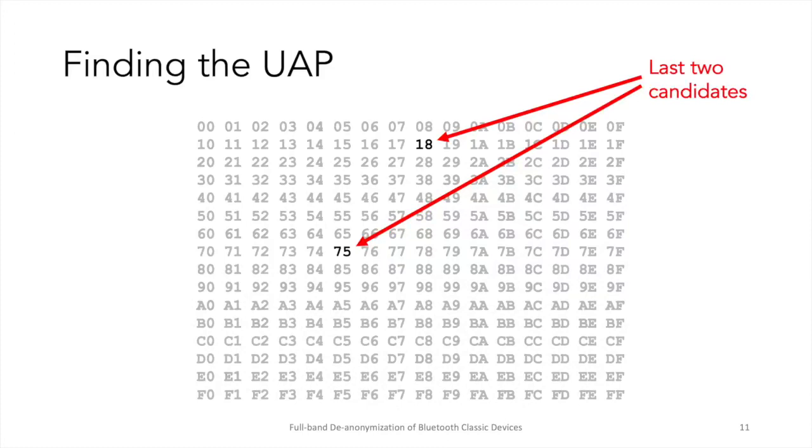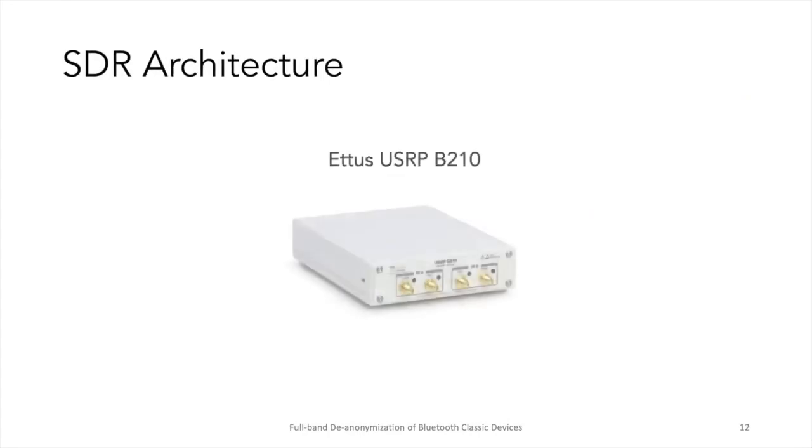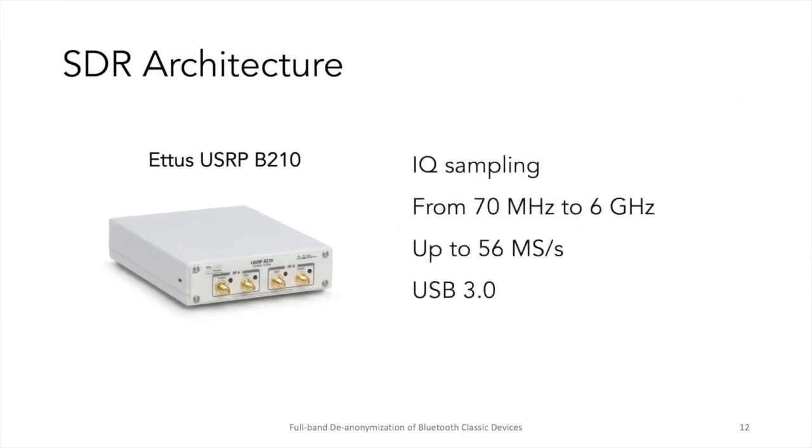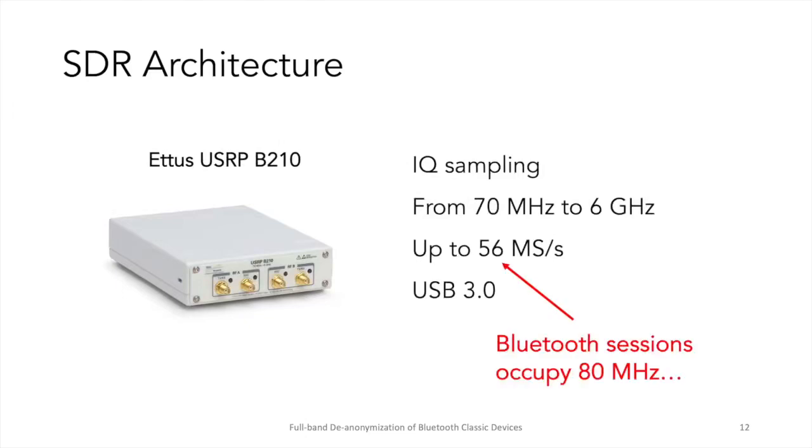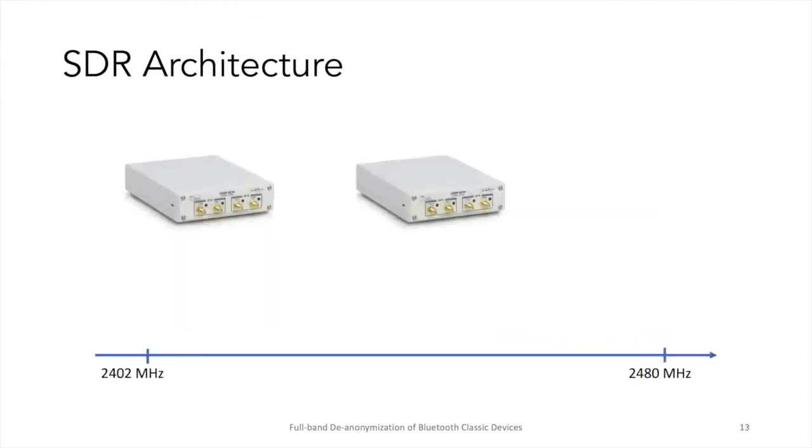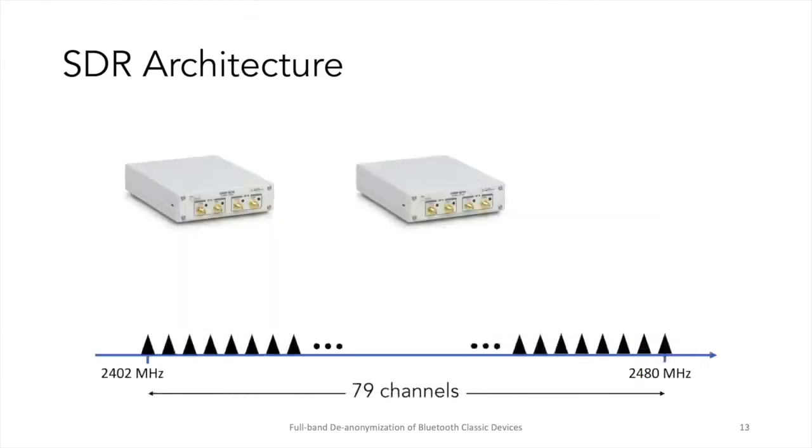This method becomes even more powerful if we could collect all the packets from all Bluetooth sessions, defeating the hopping mechanism by snooping on all the 79 channels in parallel. To solve this challenge, we developed a wideband sniffer using software-defined radios. Our system is based on the USRP B210, which provides up to 56 megasamples per second. However, since the 2.4 GHz band used by Bluetooth is 80 MHz wide, we need two of them to capture all the Bluetooth channels in parallel.